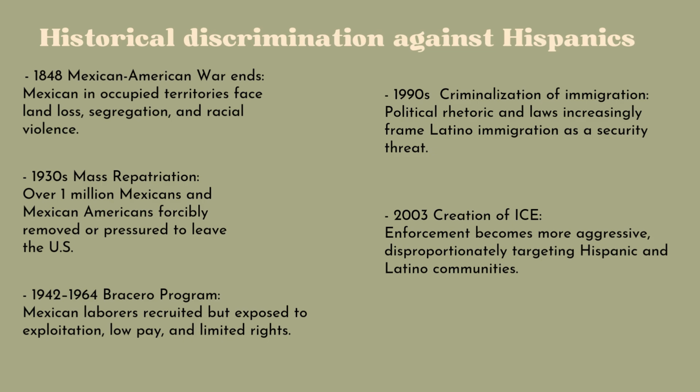Point 5. Historical discrimination against Hispanics. Discrimination against Hispanic communities in the United States has developed over many decades, long before ICE existed. After the Mexican-American War in 1848, the US gained large territories that had been part of Mexico. Mexicans living there suddenly became a minority under the new US rule. Many lost their land through unfair legal processes, faced segregation in schools and housing, and were treated as second-class citizens. This period laid the foundation for long-term racial stereotypes and unequal treatment.